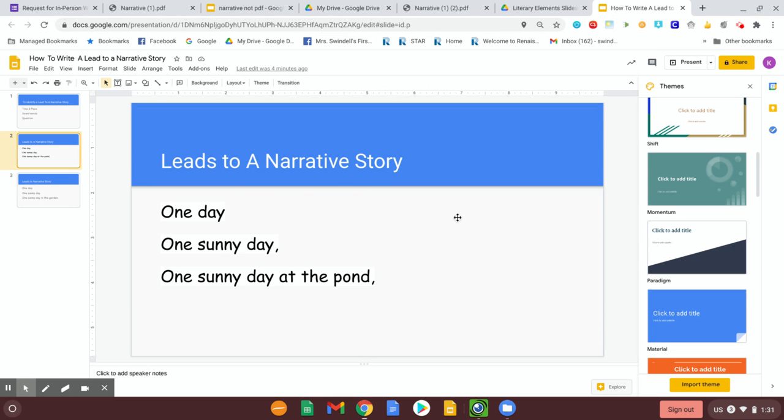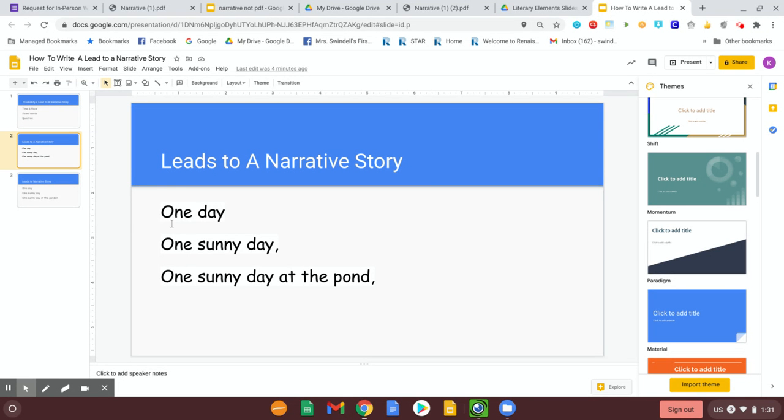So, as we identify a lead to a narrative story today, I'm going to take you through little steps of how you can determine an easy lead of a time and place. If you think about your butterfly or your frog story that we've been working on for a couple weeks now, that's probably going to be during the day. It's probably not going to be at nighttime or on a stormy night. We're probably going to have a one day.